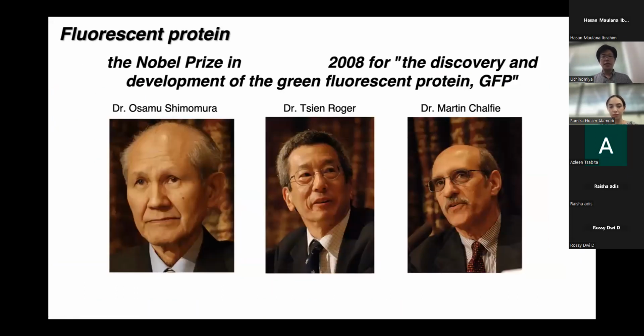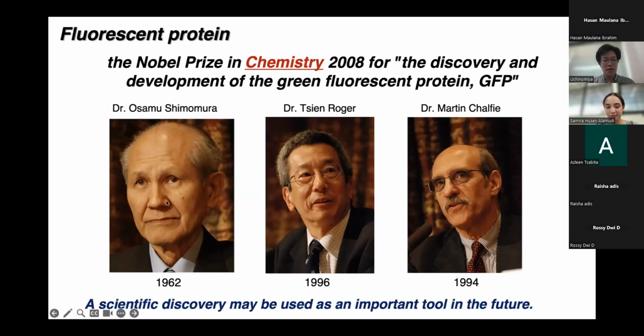So these 3 researchers won the Nobel Prize in 2008. And by the way, do you know which Nobel Prize they won? This is actually chemistry. So this is very, very interesting, because the Nobel Prize committee evaluates their research as chemistry. So from this, we can know how large a field chemistry is.